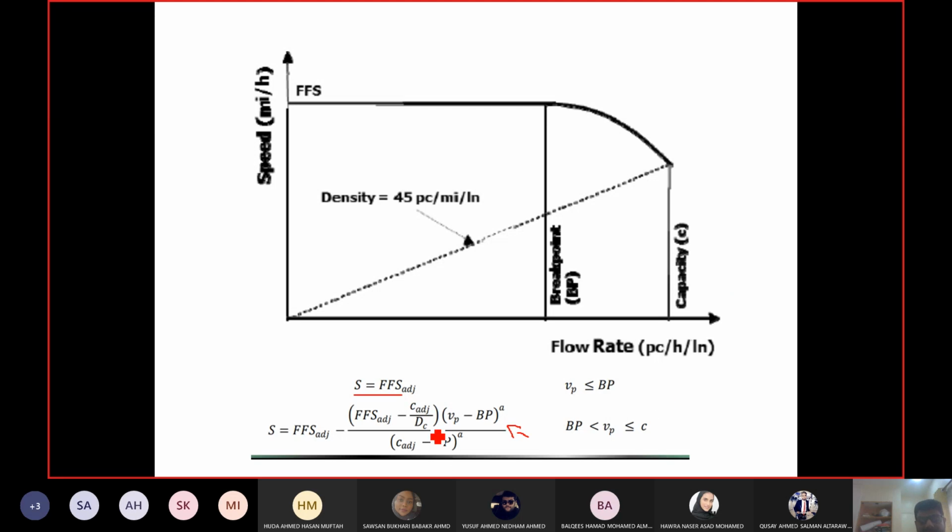DC is density at capacity, which I told you is 45. So you can replace DC with 45, no problem. VP is the flow rate. BP is the breakpoint. I will tell you how to calculate breakpoint in the coming slide. And A is a constant. I will show you the value of the constant for freeways and multi-lane highways in the next slide. So these are the things you need for calculating the speed of a freeway or a multi-lane highway: adjusted free flow speed, adjusted capacity, density fixed at 45, flow rate, and breakpoint.